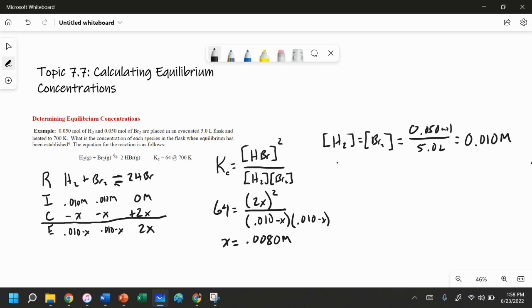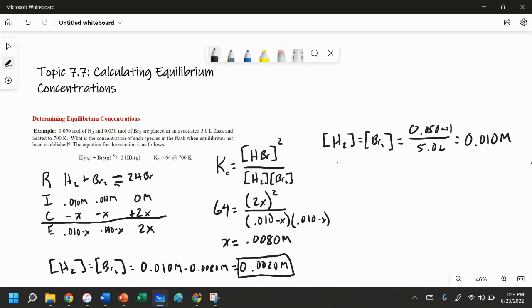So our equilibrium concentration for H2 is the same as our equilibrium concentration of Br2, and that is 0.010 molar minus 0.0080 molar. And when you do that, you get 0.0020 molar for the equilibrium concentration of our reactants.